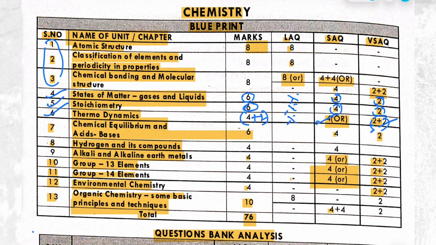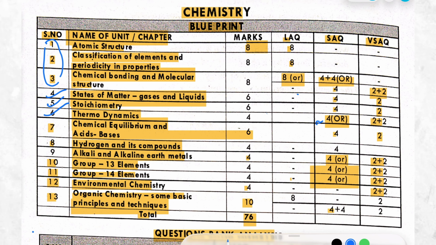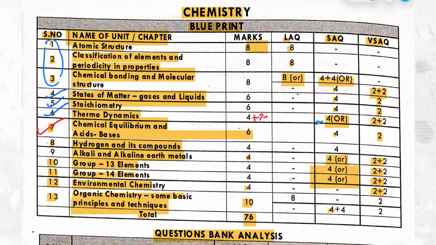That is not there right now. They won't ask like that. So compulsorily they will ask you 6 marks from this topic. This is also a 6 marks question. Don't forget this. One SAQ and one VSQ. Clear, sir? Next one, chemical equilibrium. Chemical equilibrium is also a 6 marks question.